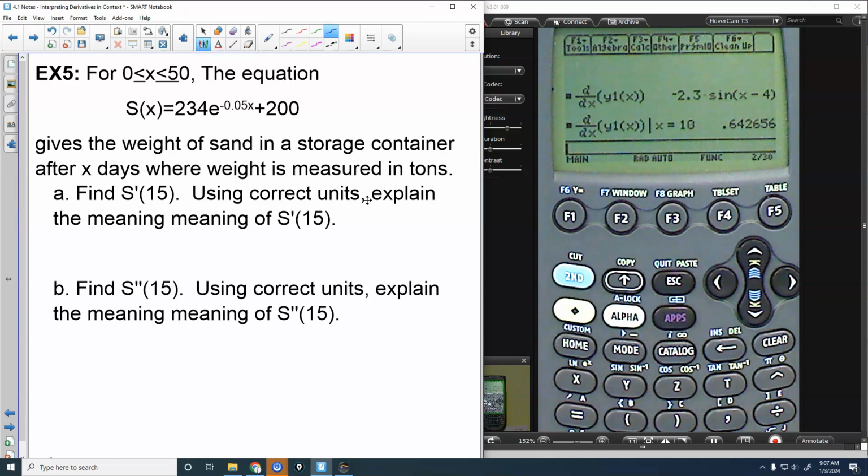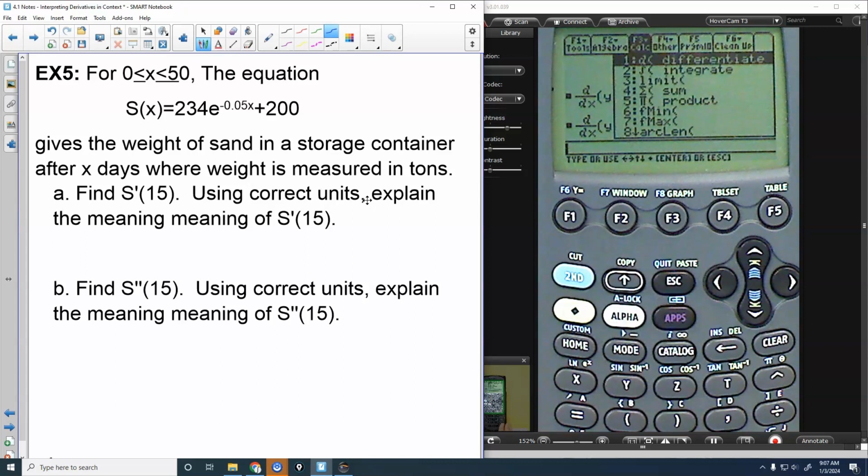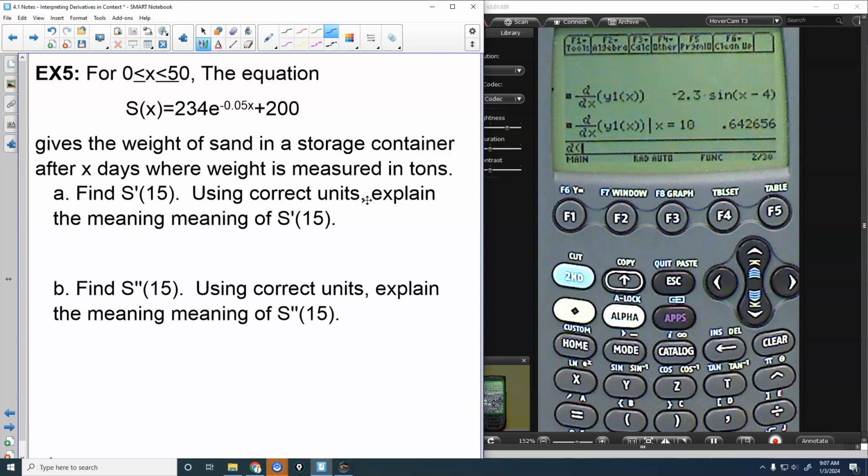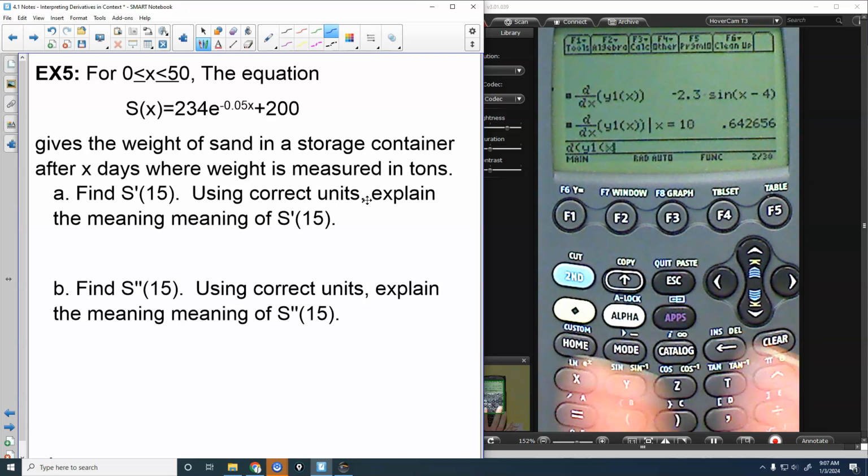All right, who can tell me what buttons to push? Troy, what should I do? Yep, so what do I hit to get there? Perfect. All right, what do I type in now? Y1 of x. Good. Comma. X. Parentheses. Such that, which is that bar right there, x equals 15.